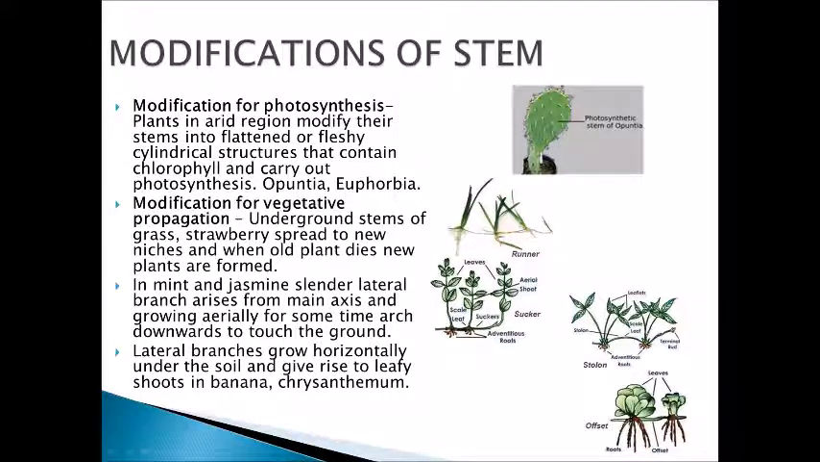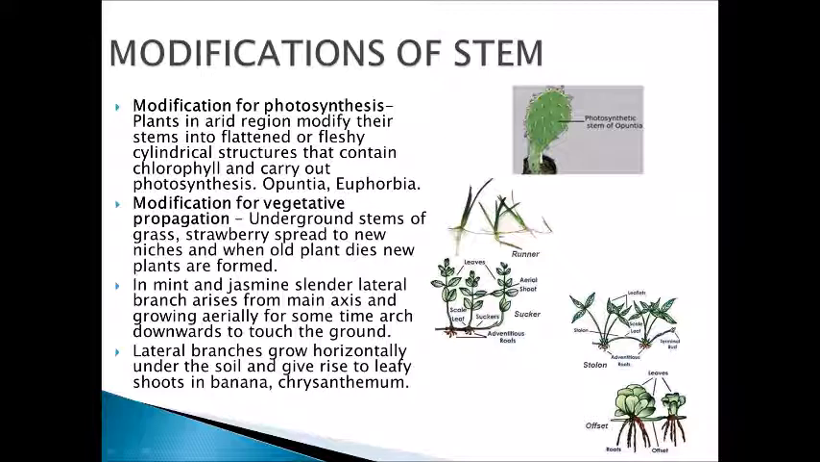In case of Pistia, the aquatic plant, these offsets develop. These structures are the offsets, which are the lateral branches.